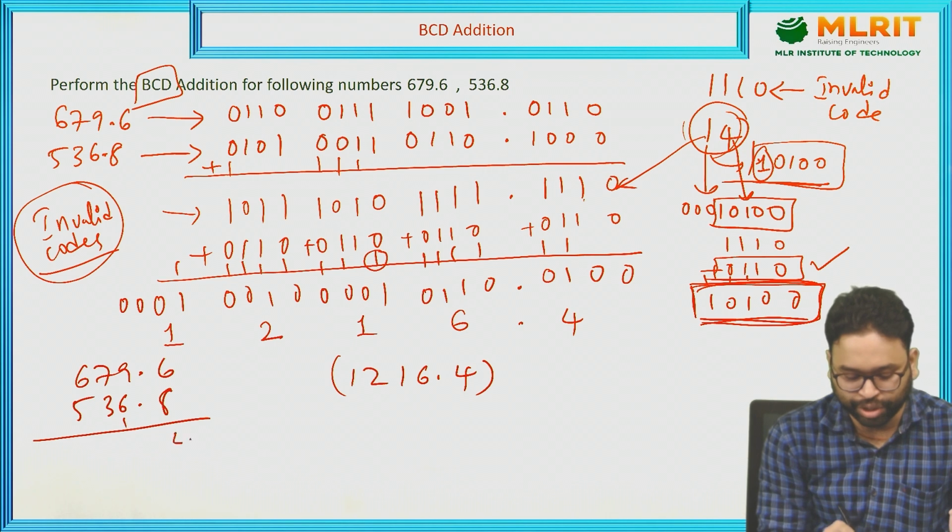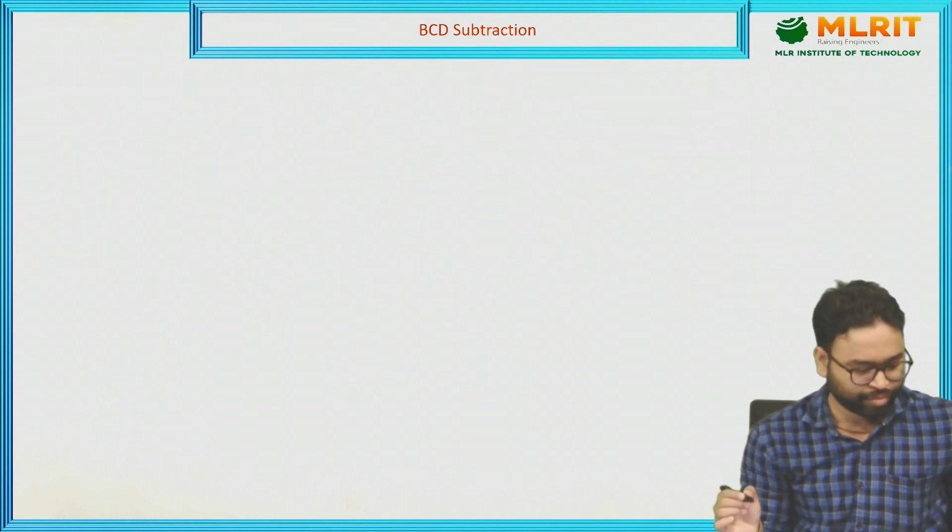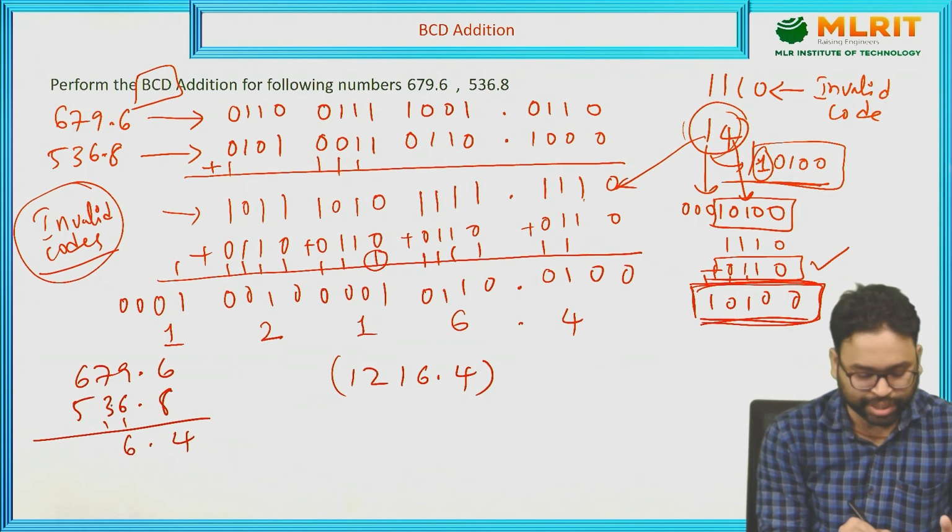8 plus 6, it is 14. 9 plus 1, 10. That means it is 6. That is 6. 7 plus 3, 10, and again it is 1.